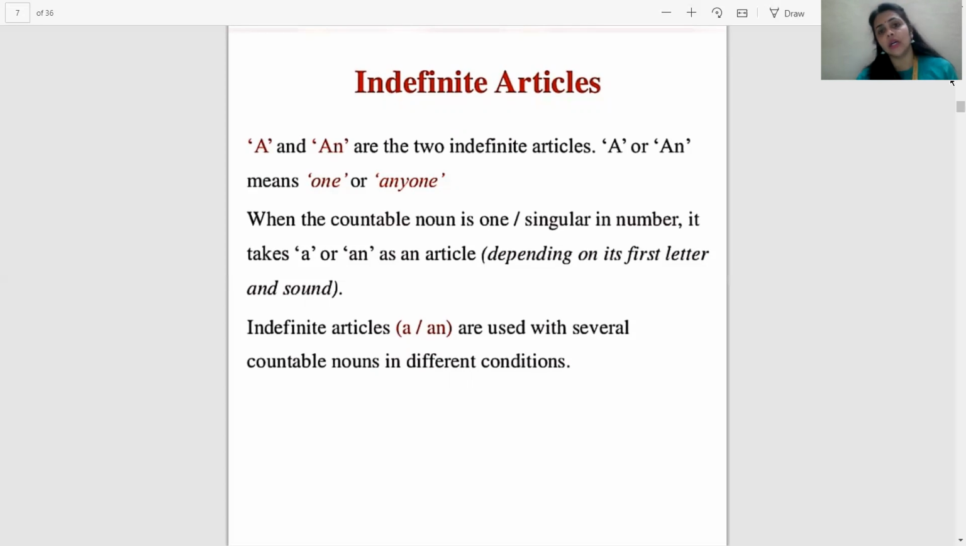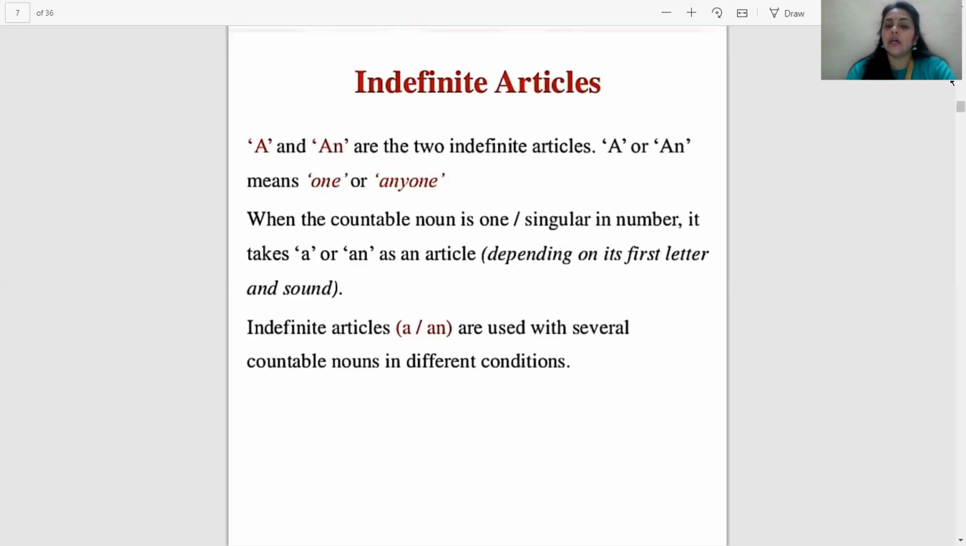Now, how to choose between a or an? We are clear that a or an comes with a singular noun. But then how to choose? We cannot choose both articles for one noun. We have to choose any one of them. That is why here we are saying a or an, because we can take either a or an. So how to decide? It depends on the first letter and its sound. We look for the letter first, and along with that we look at its sound. Sound plays a very crucial role when we select a or an.